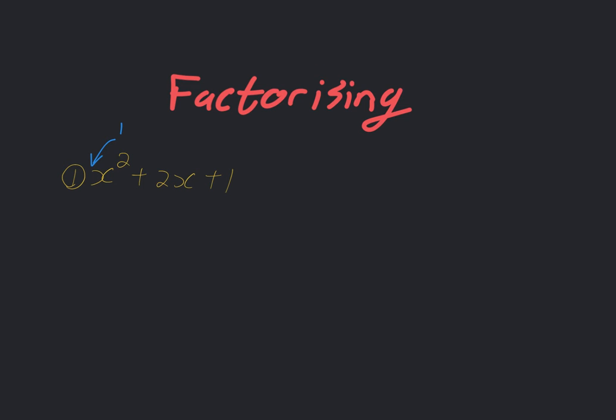Okay, so now we're looking for two numbers, a and b, such that a plus b is equal to 2 and a times b is equal to 1. So a and b must be factors of 1. And for this example, it's quite easy because 1 only has one factor, and that is 1. So we can say that a is equal to 1 and b is equal to 1.